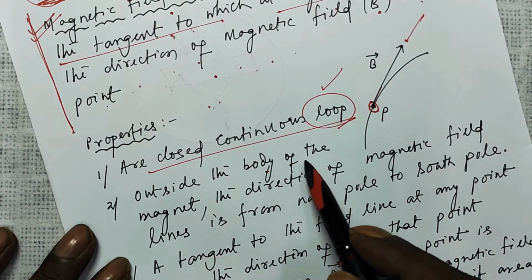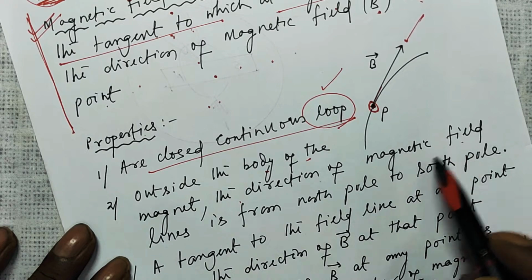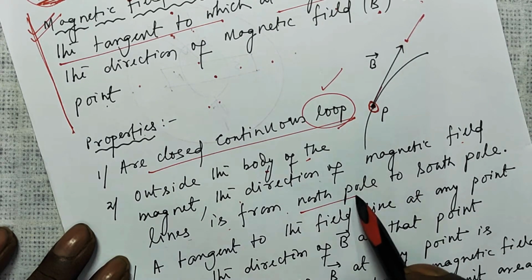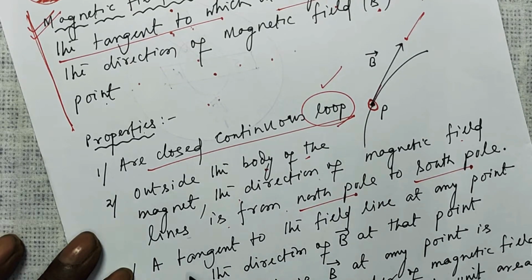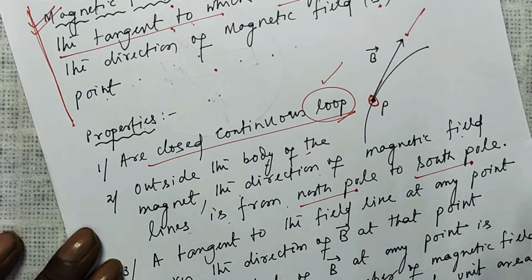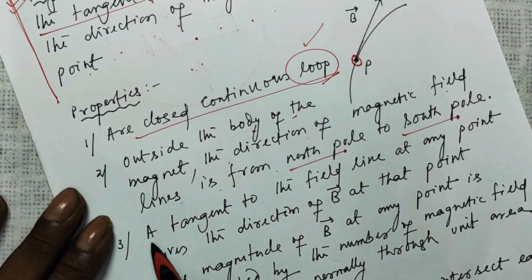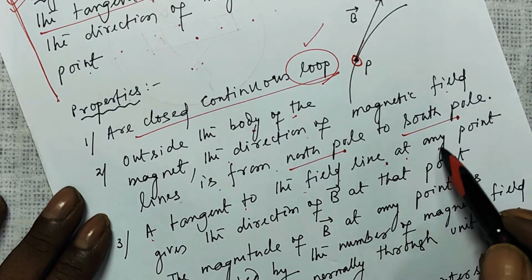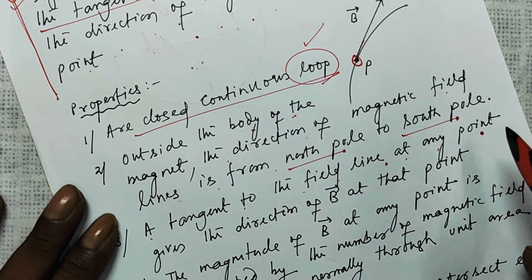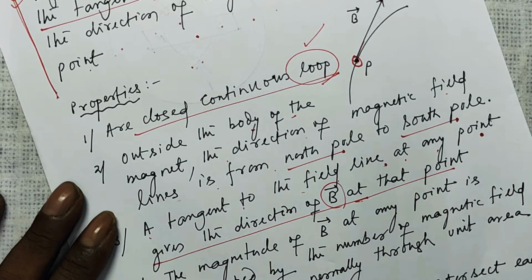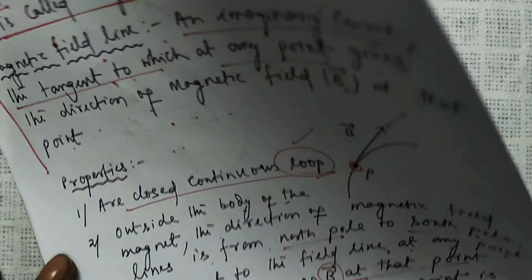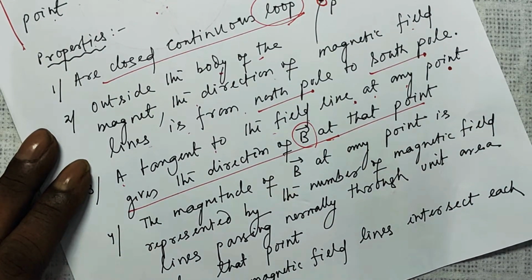Outside the body of the magnet, the direction of the magnetic field lines is from the north pole of the bar magnet to the south pole. Inside, it is from south to north, inside the magnet. A tangent to the field line at any point on the line gives the direction of the magnetic field at that point. Now, what is the magnitude of that magnetic field at any point?